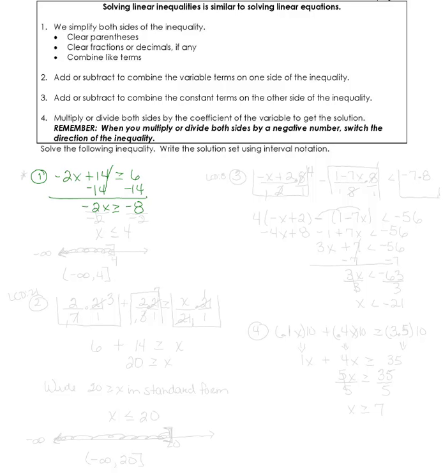I put a little asterisk by question 1 because it says this last step. It didn't say, now if this 2 was positive, we do not switch the sign. It says when you're dividing by a negative number, then we're going to reverse the inequality. So we're going to divide by negative 2, and we have x is less than or equal to positive 4.